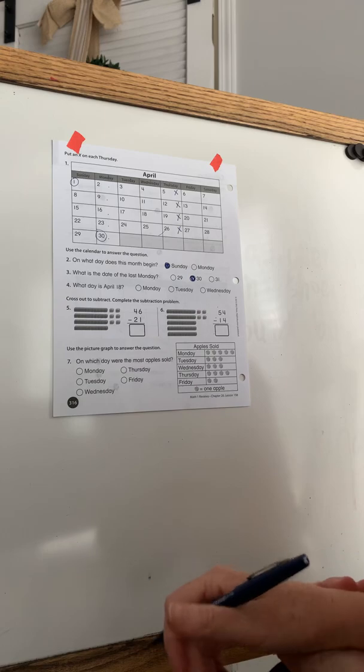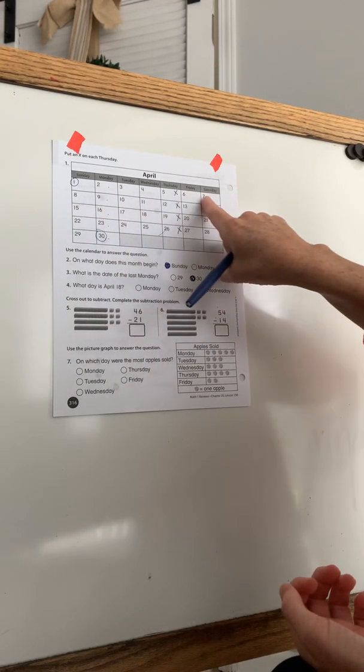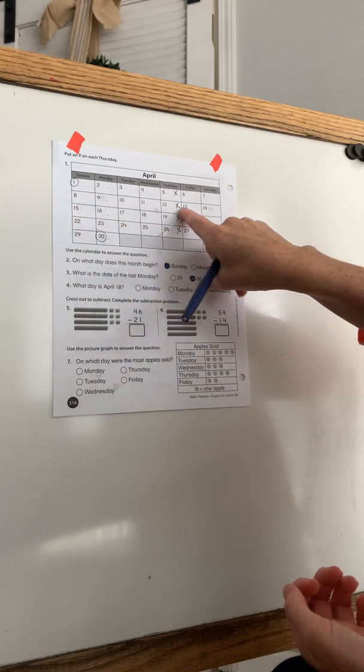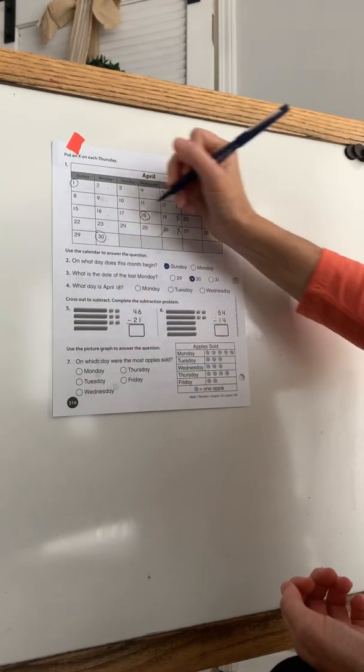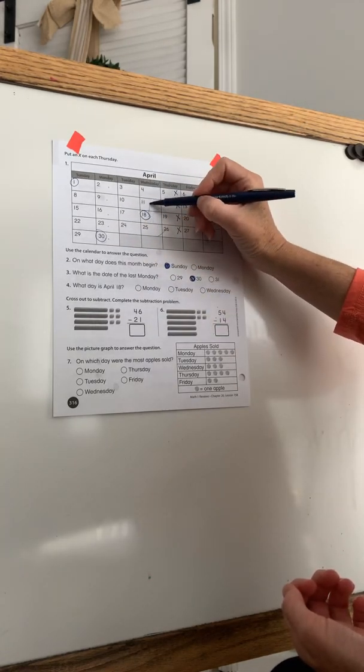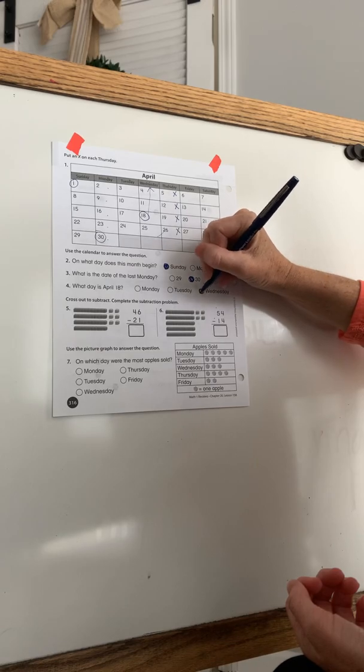And then number 4, what day is April 18th? I've got to find April 18th, so I'm going to look through until I find 18. Oh, here's 18. And what day is that? I'm going to look up to the top to find the day, and it is a Wednesday.